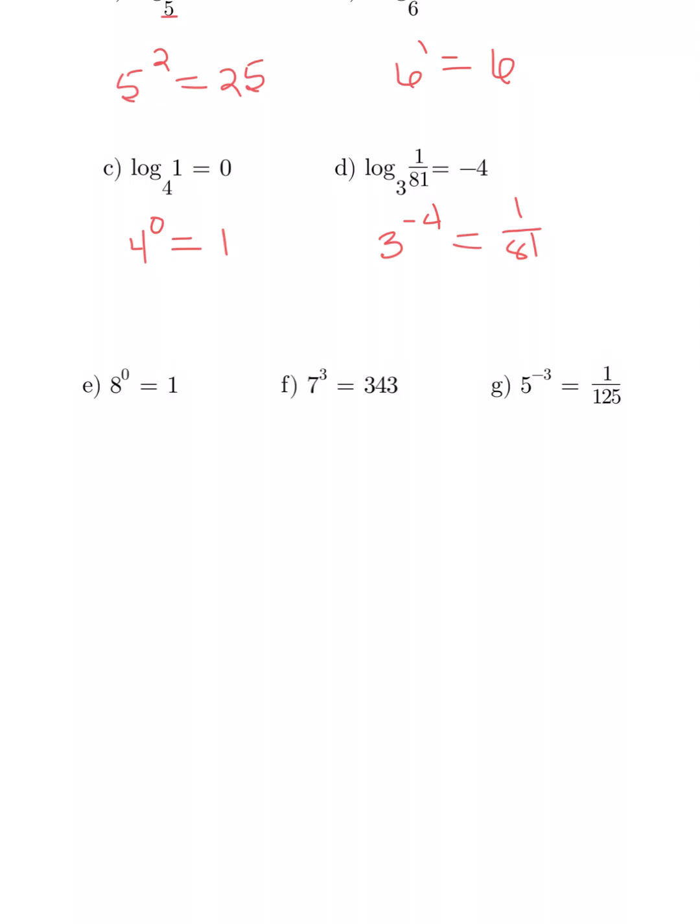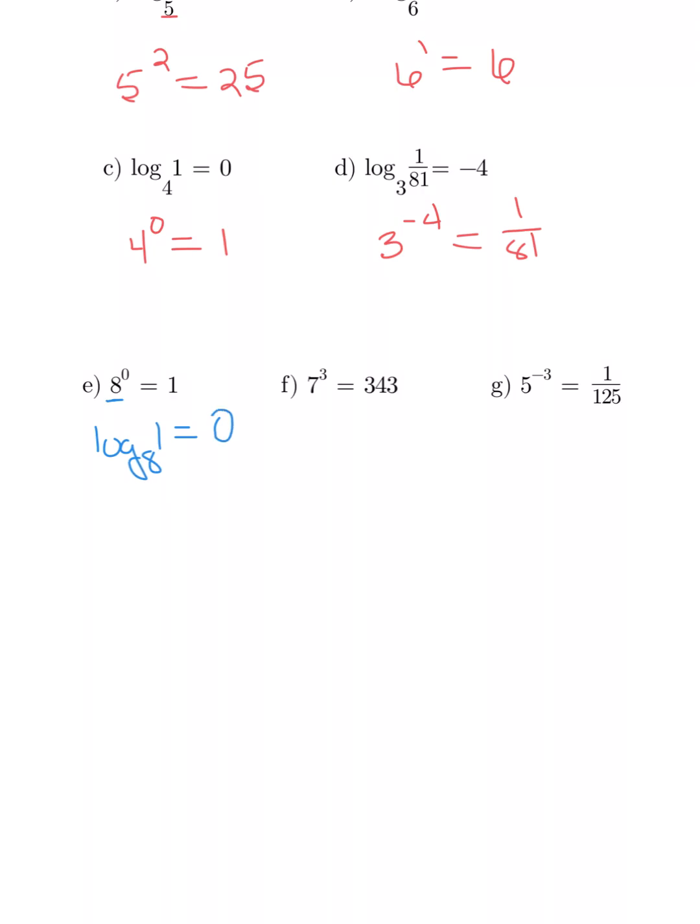The next 3 examples go from exponential form to logarithmic form. So when we have 8 to the 0 equals 1, and we want to write that as a logarithm, first, we start with the word log. The base of our exponent becomes the base of our logarithm. The answer becomes the argument, and the power is the answer.